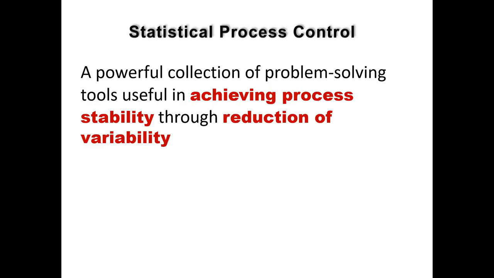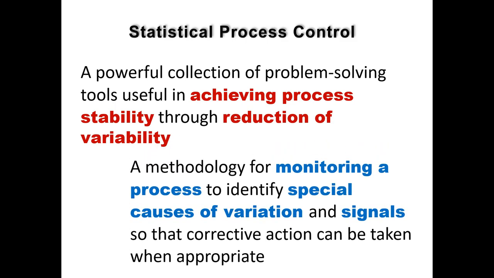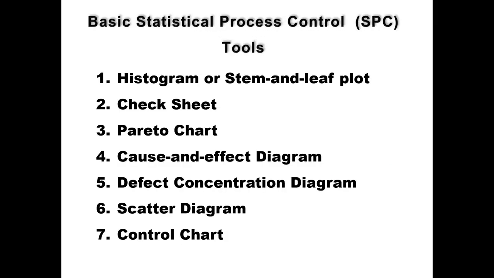Now, statistical process control is a powerful collection of problem-solving tools which is very useful in achieving process stability through reduction of variability. It is a methodology for monitoring a process by identifying special causes of variation and the signals so that corrective measures, corrective action can be taken when appropriate. Now, there are 7 basic tools under SPC.